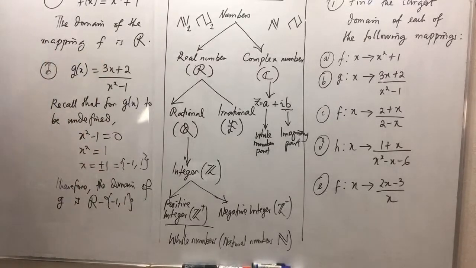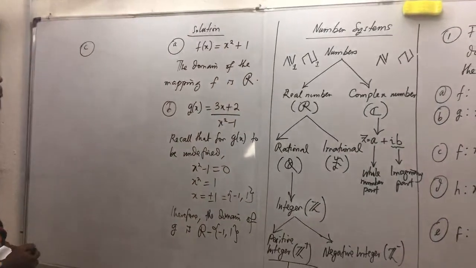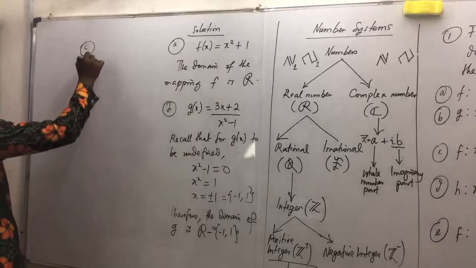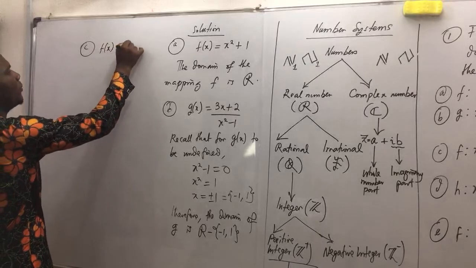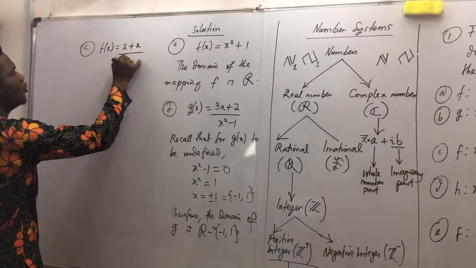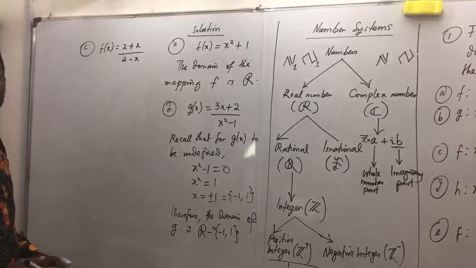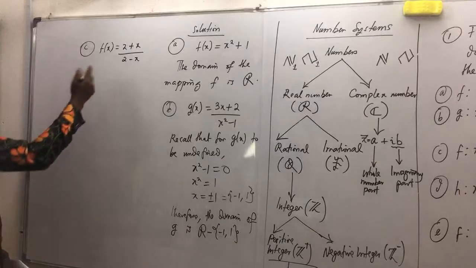Okay? Now, that being said, let's go to question C. So I'm going to come over here. The same thing that applies to question B applies to question C. So what would you say? f of x is equal to 2 plus x all over 2 minus x. This again is a rational function. I hope you can see what I'm discussing on the board. So this again is a rational function.